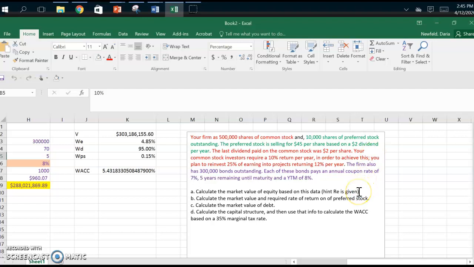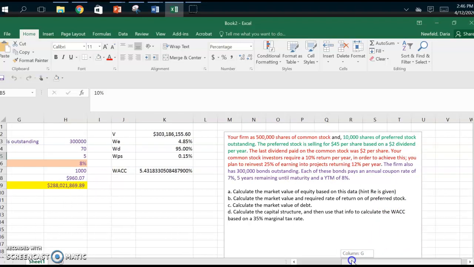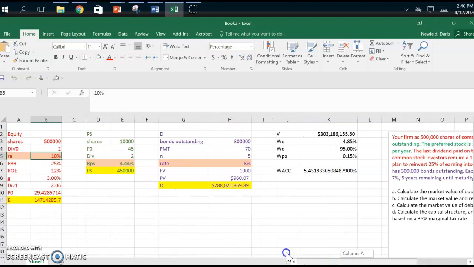Your firm also has 300,000 bonds outstanding. Each bond pays an annual coupon rate of 7%, has 5 years remaining until maturity, and a yield to maturity of 8%. All right, so you can see the color coding there, and I've broken the information down according to those colors. So all the stuff in equity is in red, preferred stock is in green, and debt or bonds is in blue. So common stock equity, 500,000 shares.